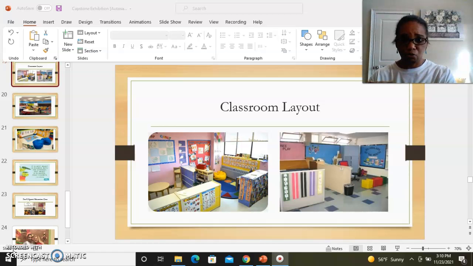And visuals really keep a structured environment. And that's all about it. You just want a structured environment. You want visuals for your students. Hey, this is what's going to happen next. Okay, let's look at my visual. Okay, we're going to this center next. Okay, let me pull my visual. So classroom layout, how it flows, is a must. Visuals are a must for your students with ASD that have that communication problem. Even the ones that don't have a communication problem, visuals help structure the classroom.